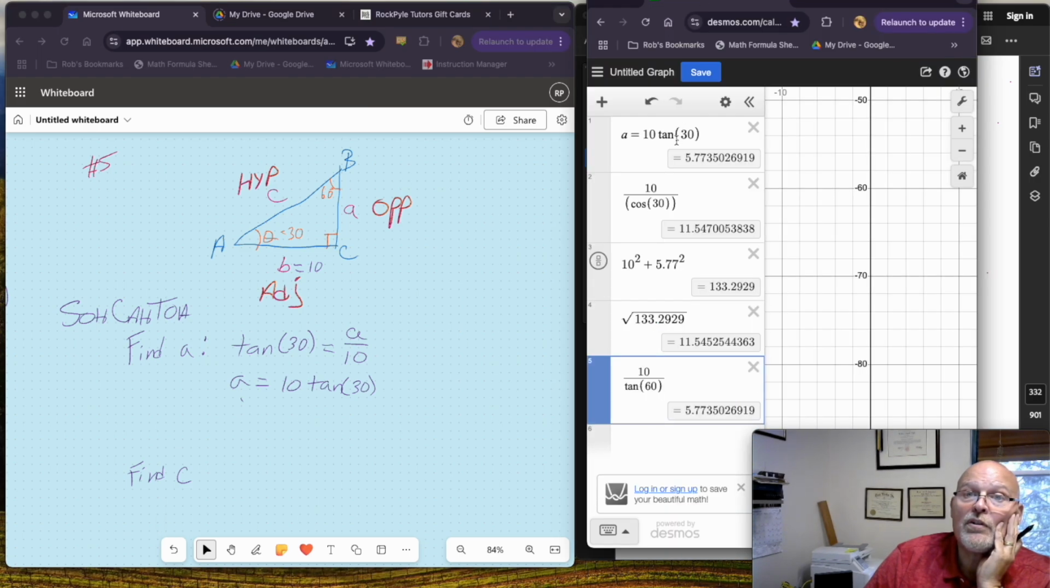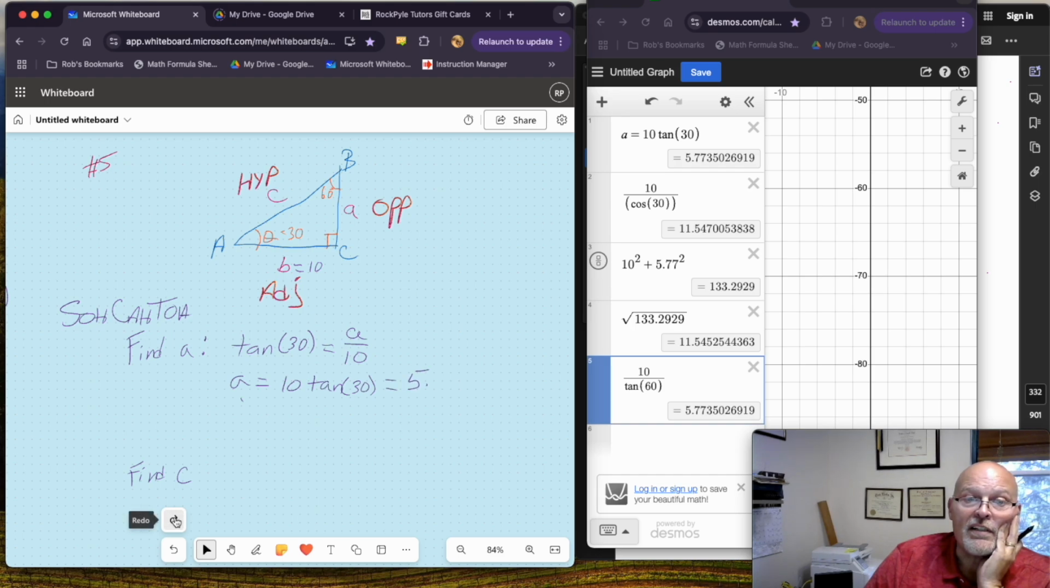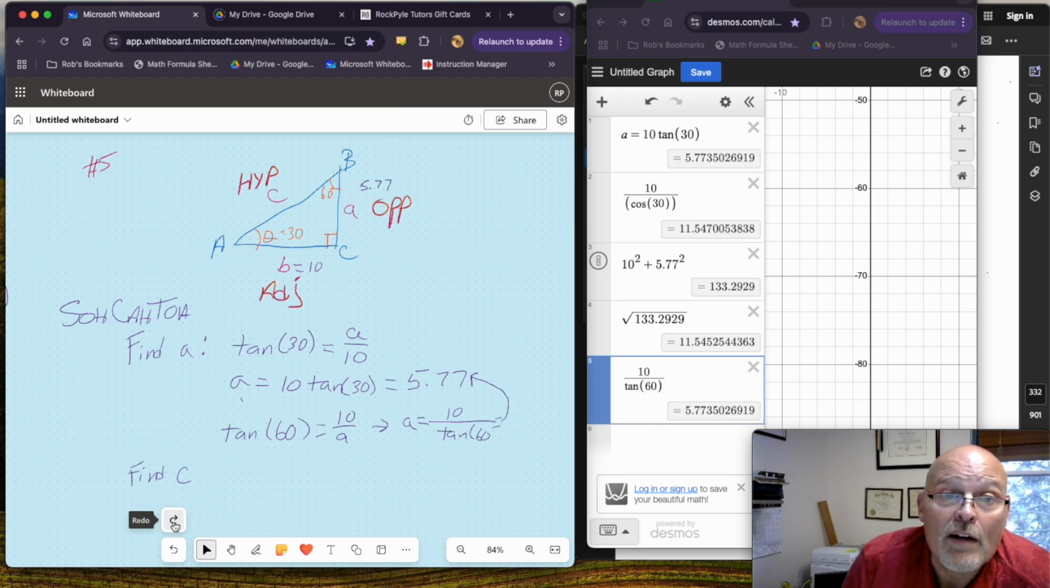And hop over to Desmos. You can see I've already done that. And so we get 5.77. Put that up here. We can also do that using the 60-degree angle, just so that you know you have flexibility. So if we want to do the tangent of 60, that would be its opposite, which is 10, over its adjacent, which is A. That'll flip things over. So A equals 10 over tangent of 60, which is also 5.77. We'll go ahead and put that up on the triangle and attack C.